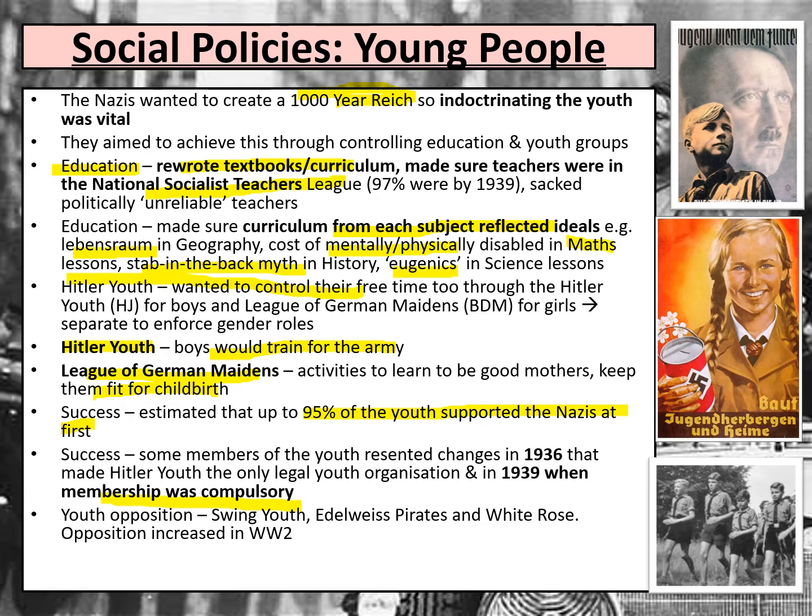There were some groups, for instance, the Swing Youth, that just wanted to listen to things like jazz music that had been banned by the Nazis. There were also some other groups, like the White Rose, that was created in World War II, that was about wider opposition to the Nazis and not just about a small amount of their policies. So overall, young people broadly supported the Nazis and liked these changes, but they definitely were indoctrinated through the Hitler Youth and the education programs. Pause the video here if you want to make any notes about them.